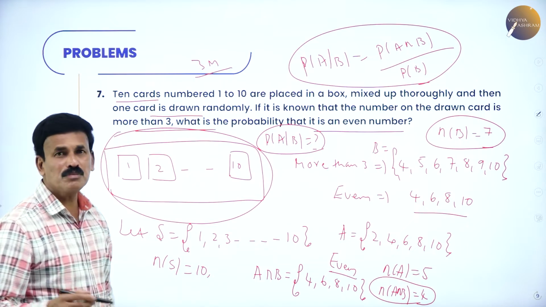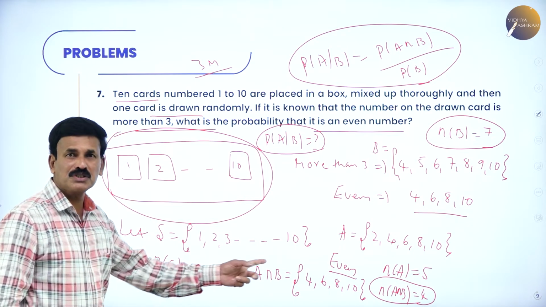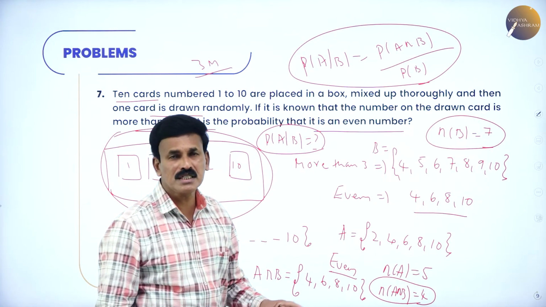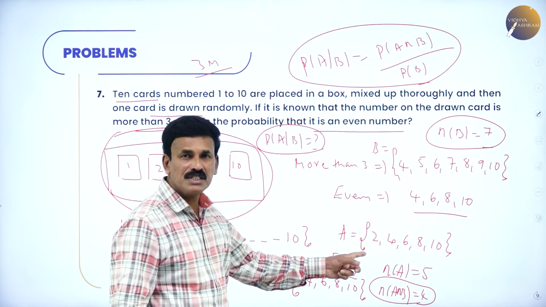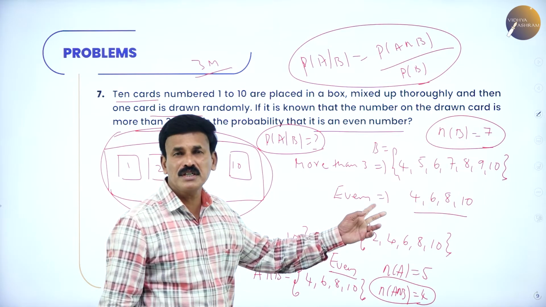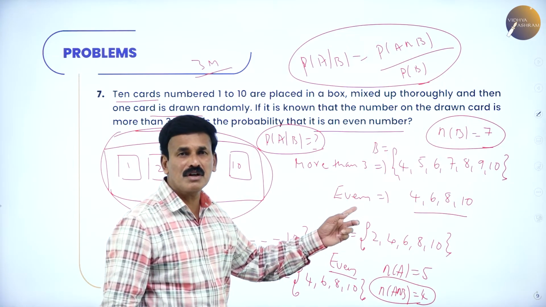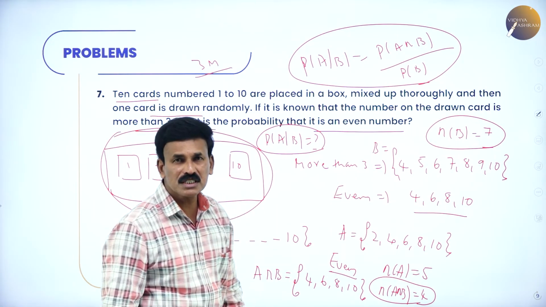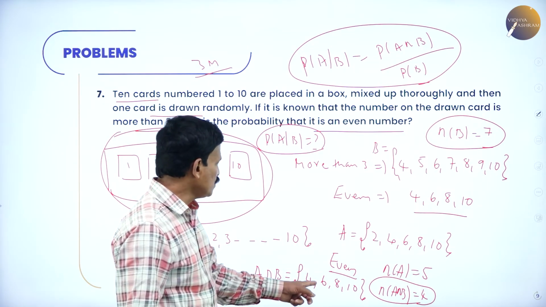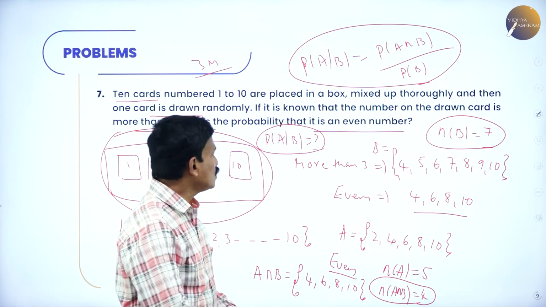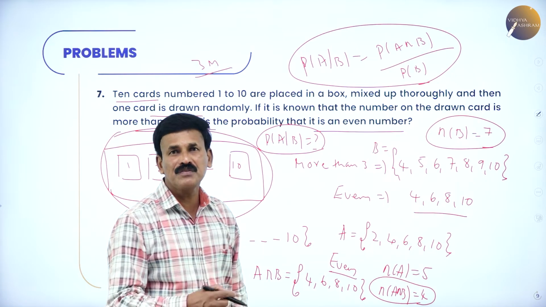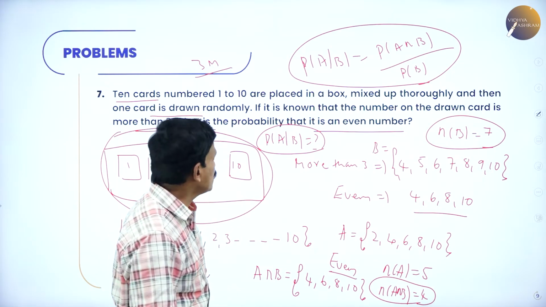Now, listen to me here. Let the sample space be 1 to 10, n(S) is 10. Let us define an event A that the number drawn on the card is even: 2, 4, 6, 8, 10. Therefore, n(A) is 5. And one more event B such that the number drawn is more than 3, that is 4, 5, 6, 7, 8, 9, 10. The intersection A and B, the common, is 4, 6, 8, 10. So what is required is the probability of A given B, equal to probability of A and B divided by the probability of B.